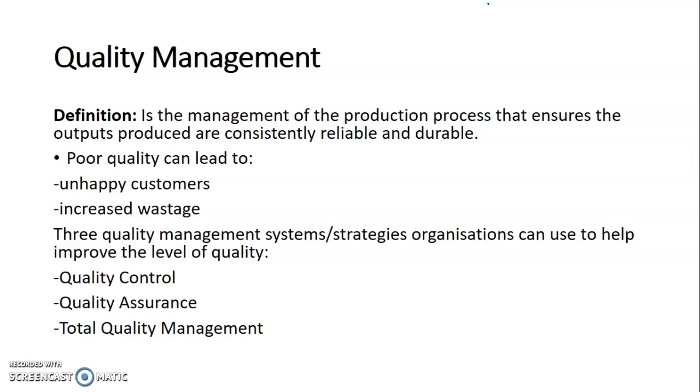Quality management, what we basically look at is we make sure that for our customers, we have a product that is consistently reliable, durable, and does what the customer intended it to do when they purchased it. So we know that if we don't have good quality, that can result in unhappy customers. It can result in products that we need to throw out or return back to the business. So how do we rectify those? We've got three main strategies. We've got quality control, quality assurance, and total quality management.